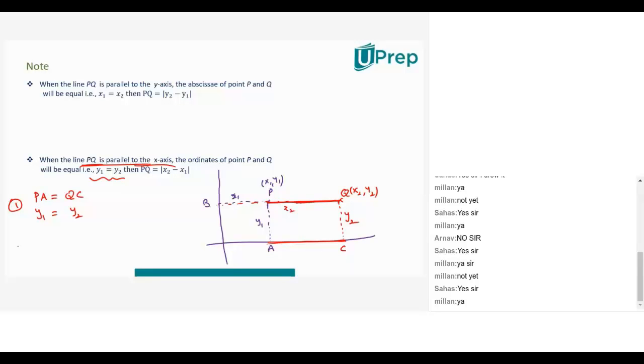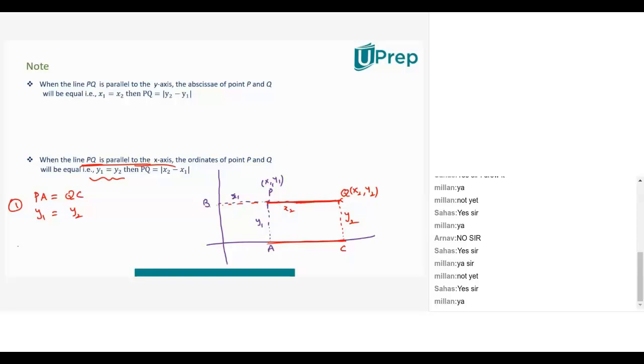Whereas if you look at the same statement above, parallel axis, opposite one, coordinates are equal. Y-axis parallel, x coordinates are equal. Now the second property says x parallel, opposite, y coordinates equal.